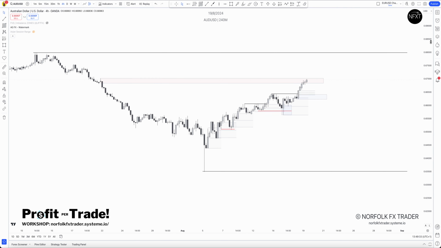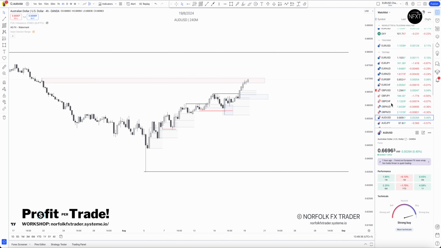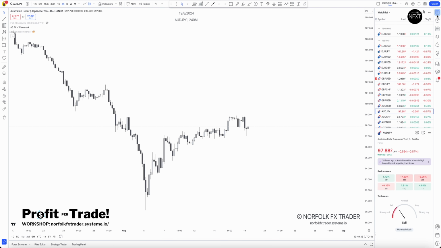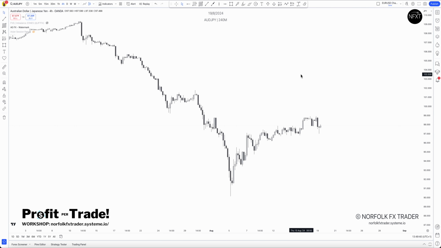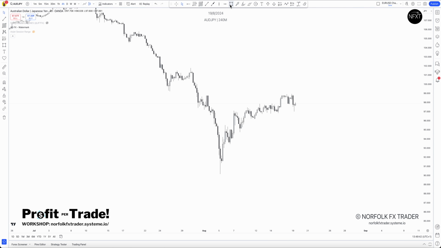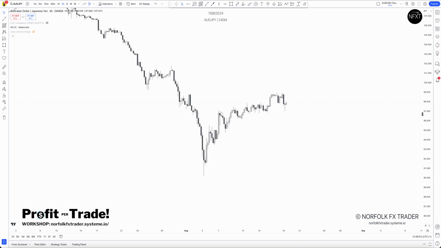So let's now go over to the next pair on the AUD, and that is going to be the AUD Japanese yen. Now, it's been bearish across most pairs. And again, we had this area of a supply. Now that has been pushed through. Okay, so we've been swept through the high. That shows a potential continuation bullish.